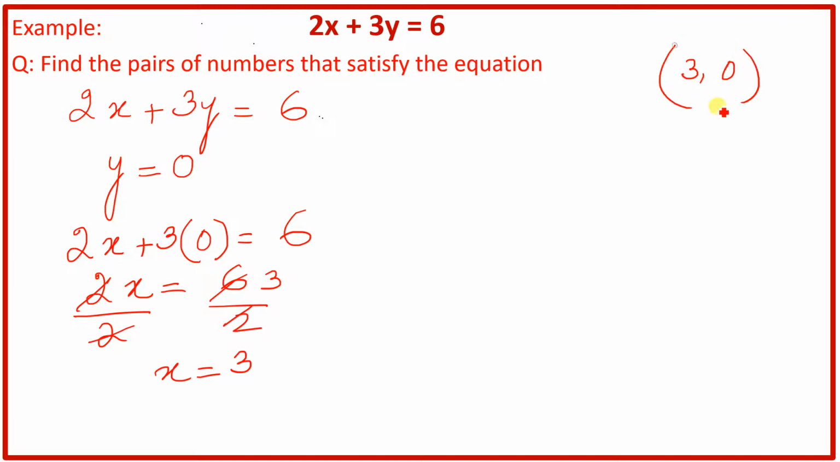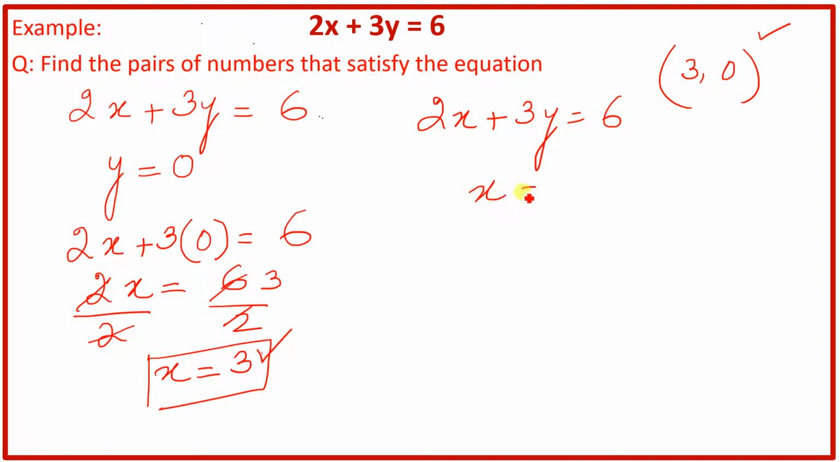Keep in mind, always you have to write down the x coordinate first. So x is equal to 3 and y is 0. It means if we put x is equal to 3, so it will be 6, 2 times 3 is 6, y is equal to 0. So 6 is equal to 6. This solution pair satisfies this equation. One more time, see 2x plus 3y is equal to 6.